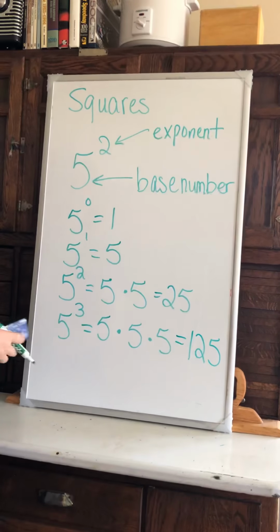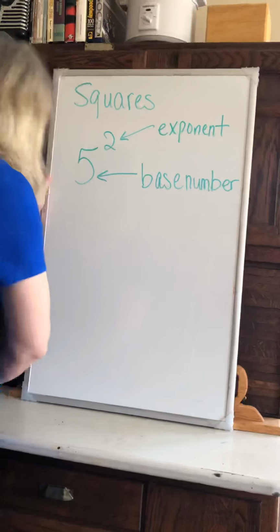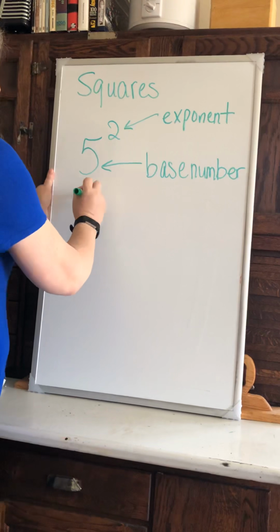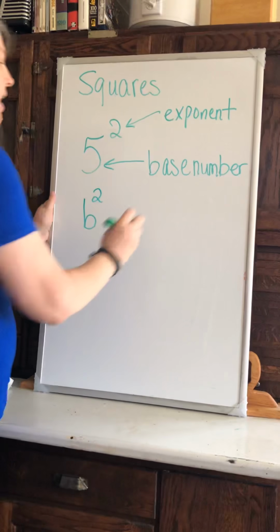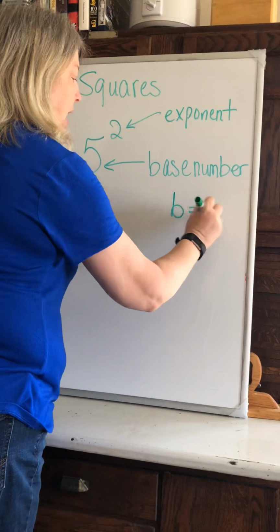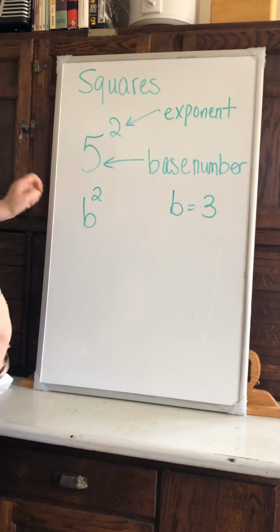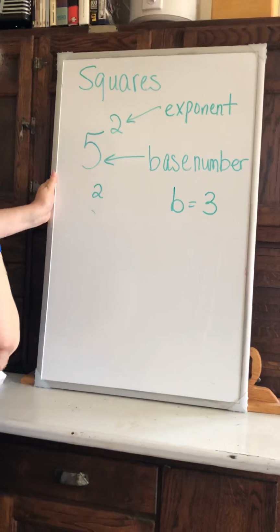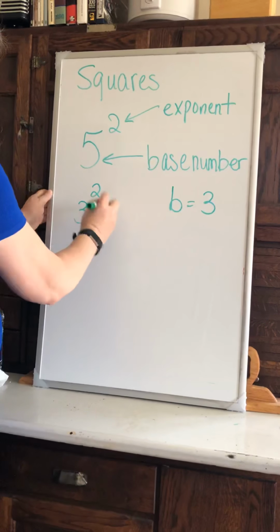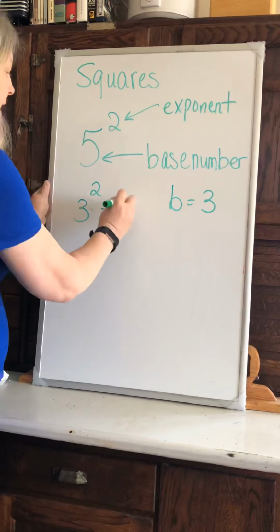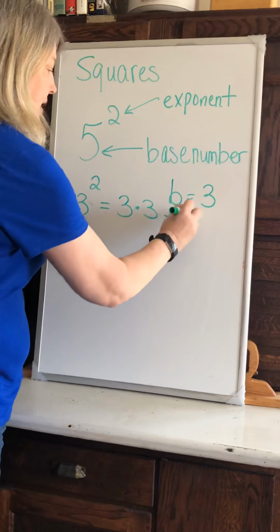Okay, the next step we're going to look at is taking a letter and replacing it with a number. So let's say you have b squared, or b to the second power. And I'm going to tell you that b is going to equal 3. So I'm going to take this 3 and I'm going to fill it in where that b is. So it's going to be 3 squared now. Remember how to do this: take your base number, write it 2 times with a multiplication sign. 3 times 3 is 9.